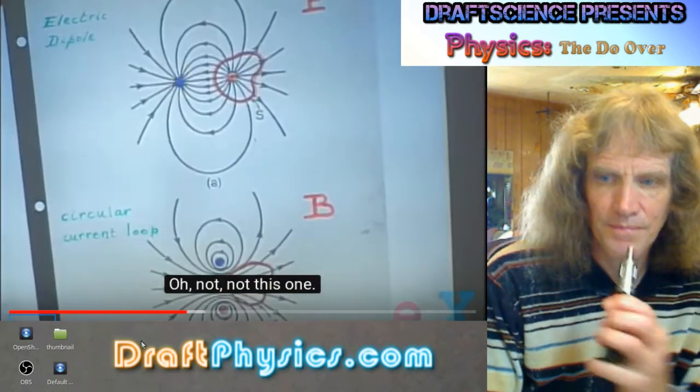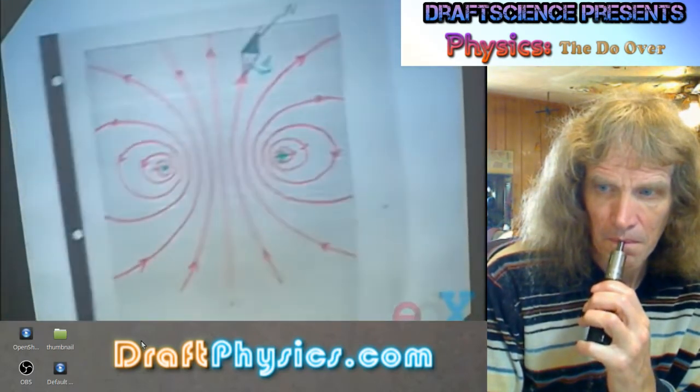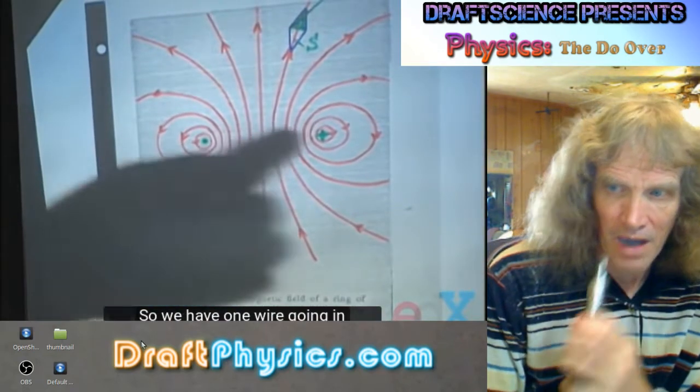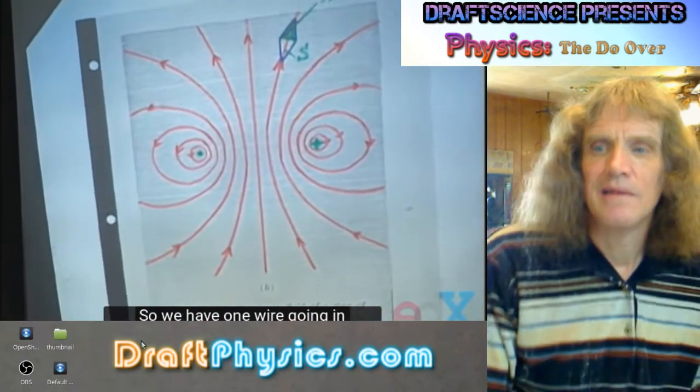Similar to what you have here. Oh no, not this one. Similar to this. Yeah, actually, it was also the one I had, but this is a nicer way to look at it. So we have one wire going in and one wire coming out of the plane.